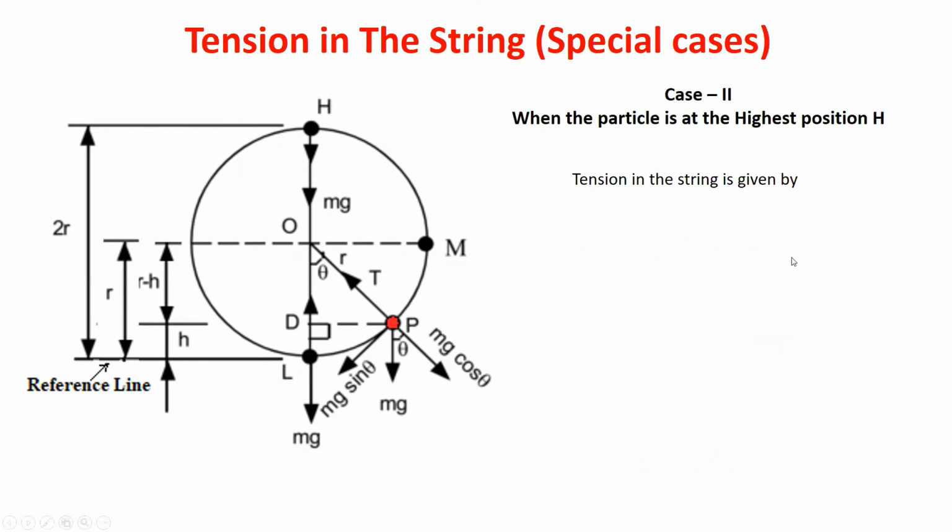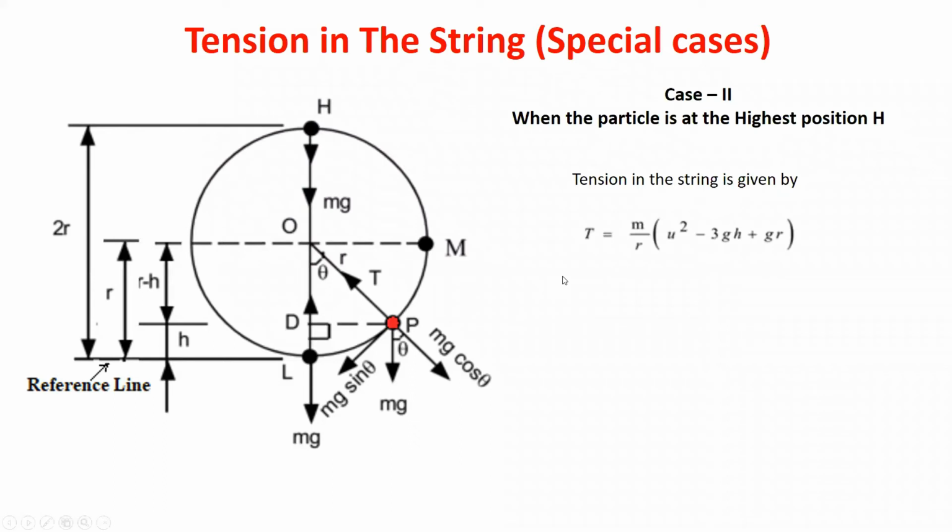Now take case 2, when the particle is at the topmost point. Here, the particle is over here. Now, if you measure this distance from the reference line, it is coming to be 2r. Means h will be equal to 2r. Yes, h will be equal to 2r in this case.